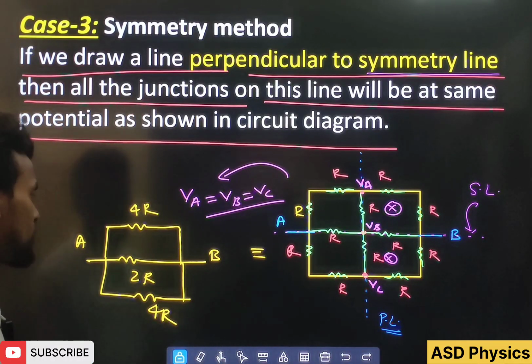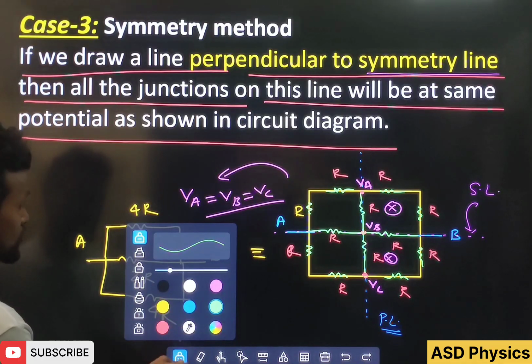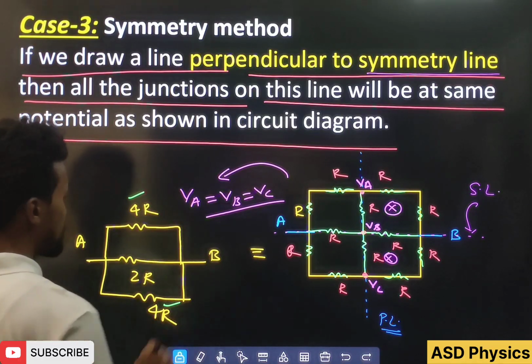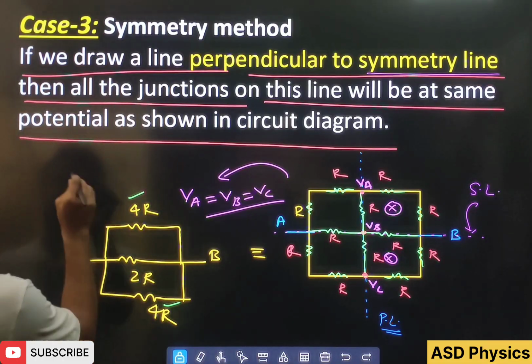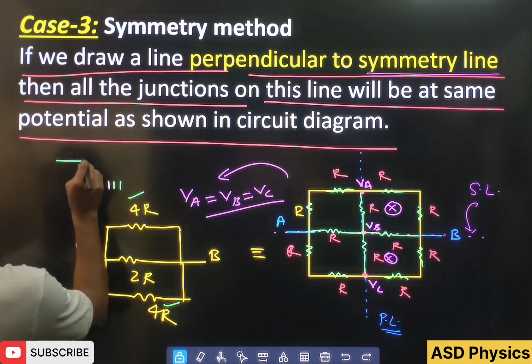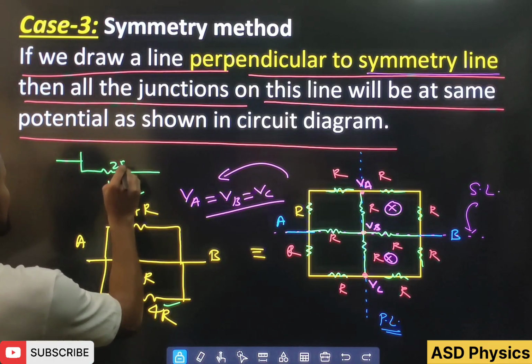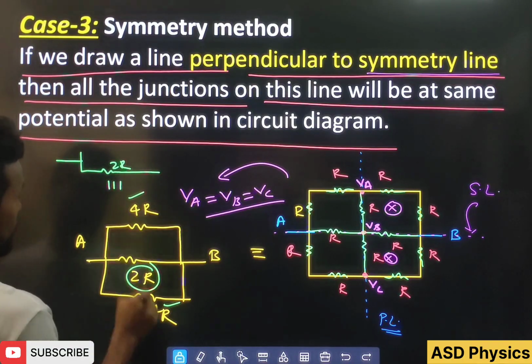Is it? Now you can see very well, students. I hope you have understood very well. This 4R and this 4R are in parallel. So 4R, 4R in parallel, 4R by 2, 2R. Okay. So if in case I draw the equivalent here, it will come like this. See, this is the 2R. This is always there, and 4R, 4R equivalent.